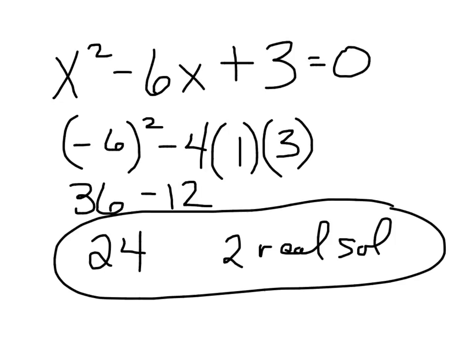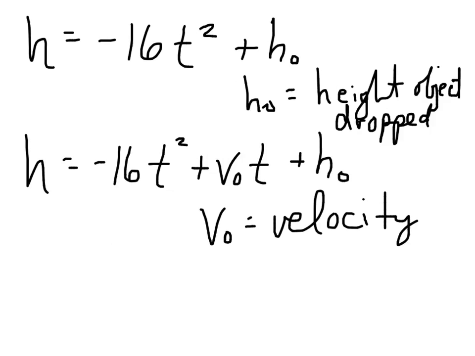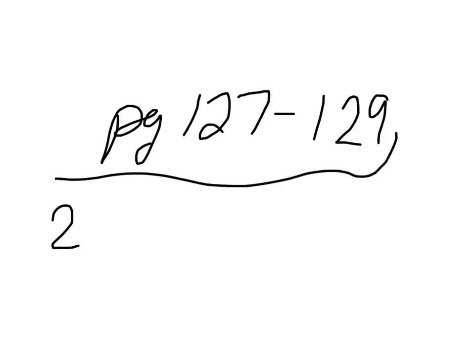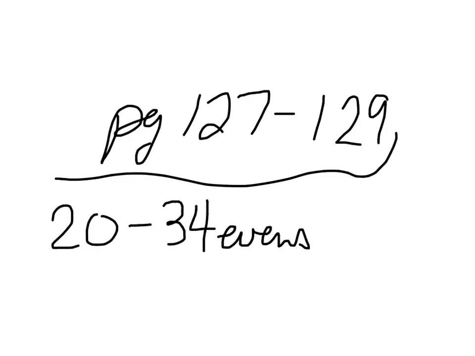Do you want to do another one like that? No. Then the second type, and there's only like one of them, you got to plug the numbers in and then solve, using the quadratic formula. You have it now. So starting on page 127 and going to 129: 20 to 34 evens, 59 and 63.